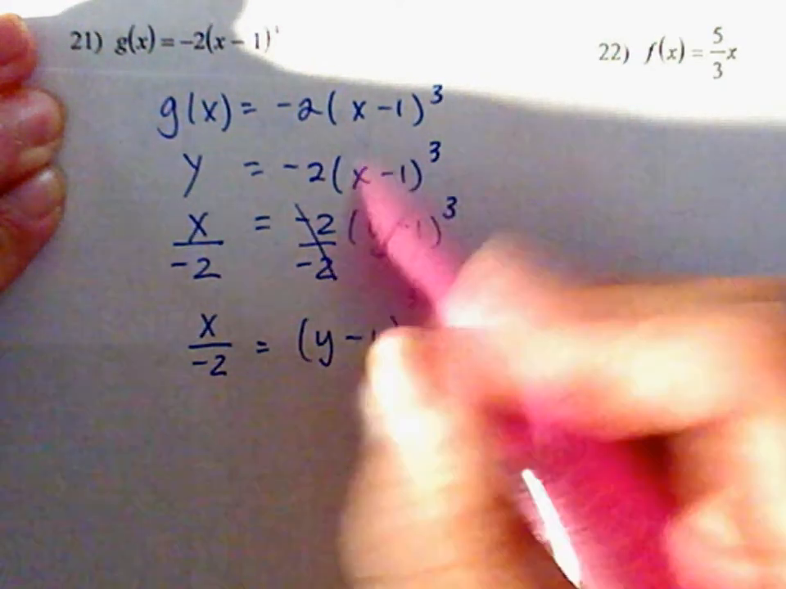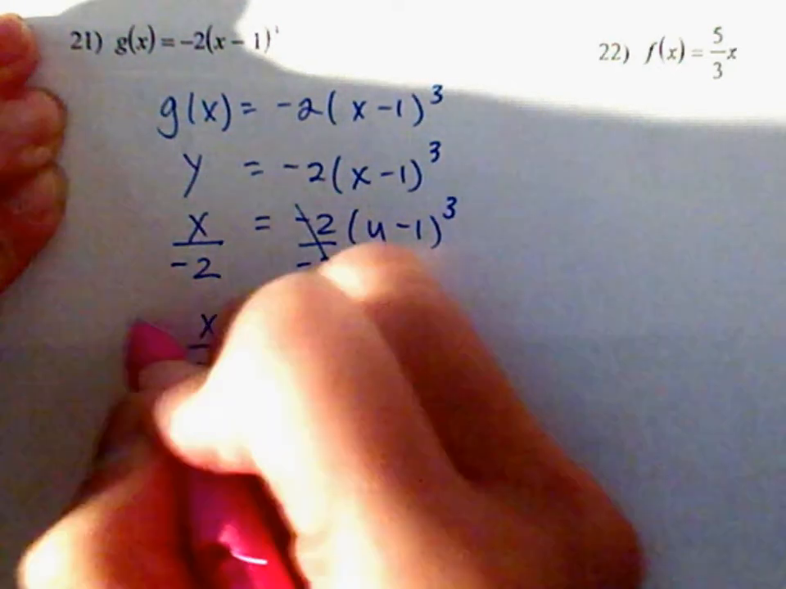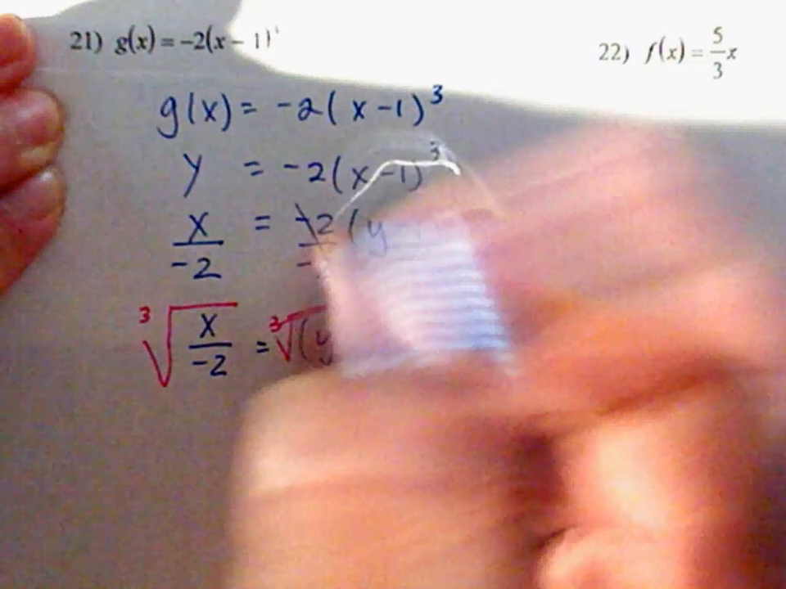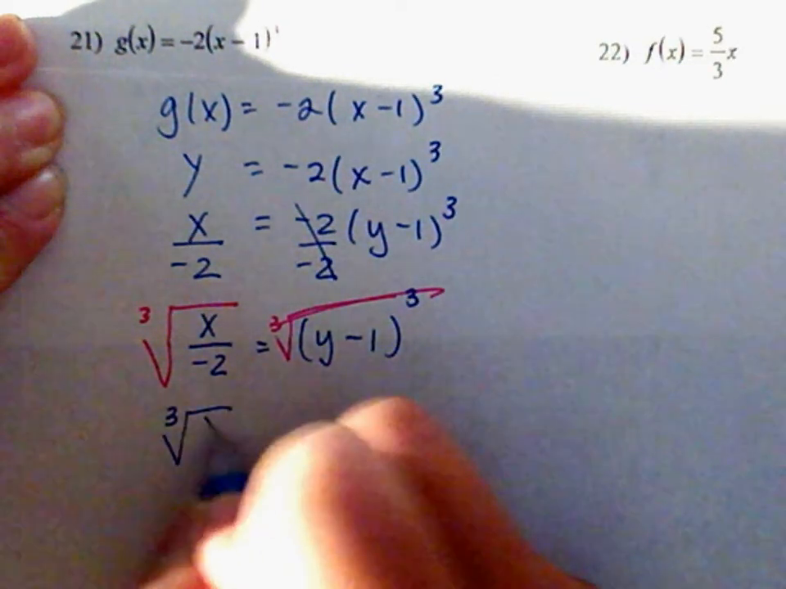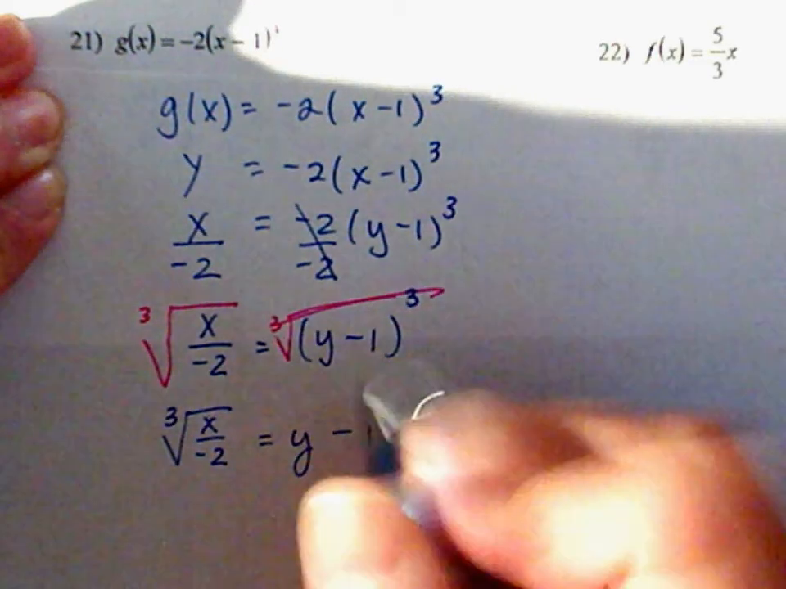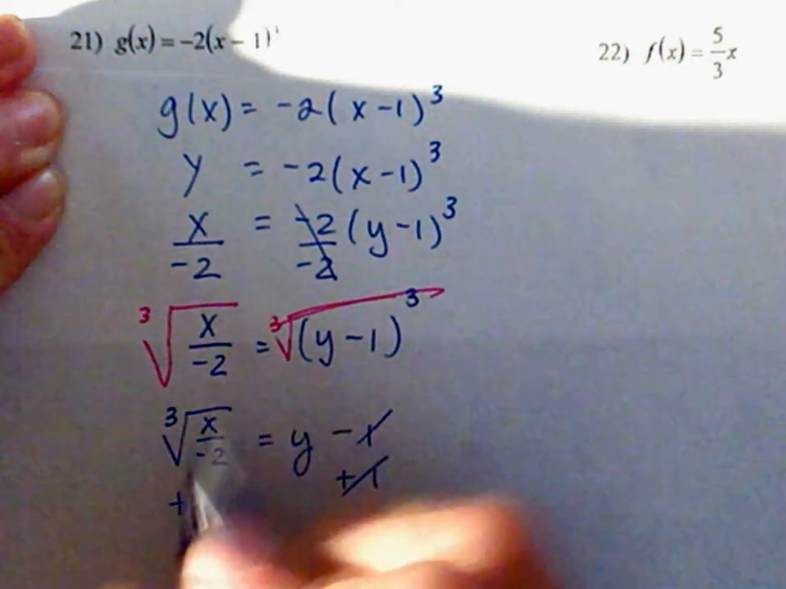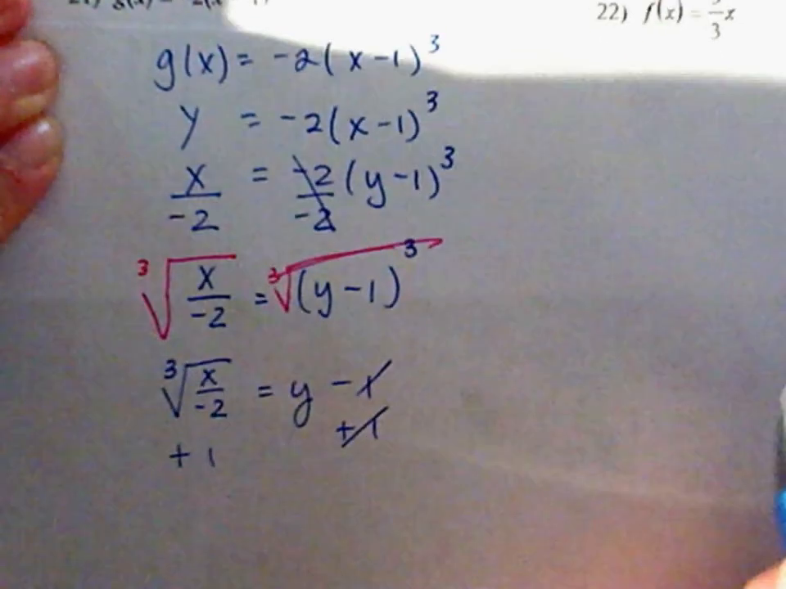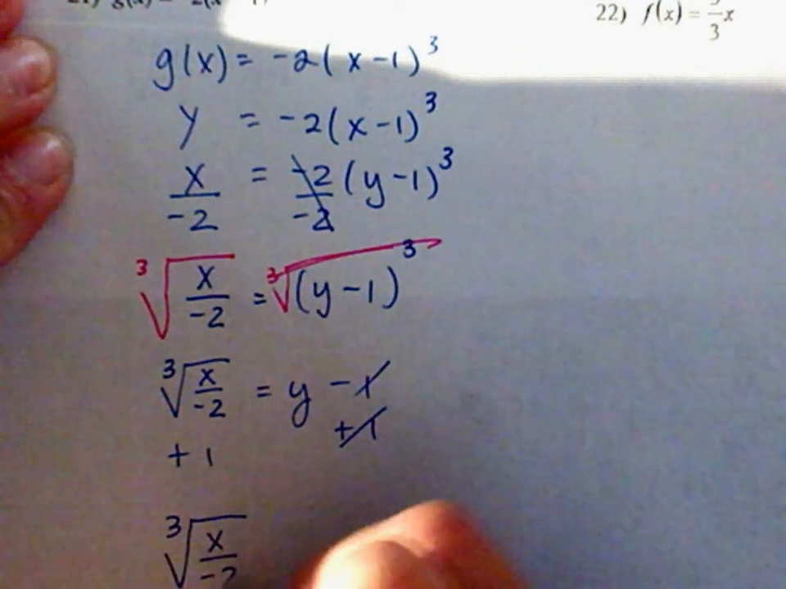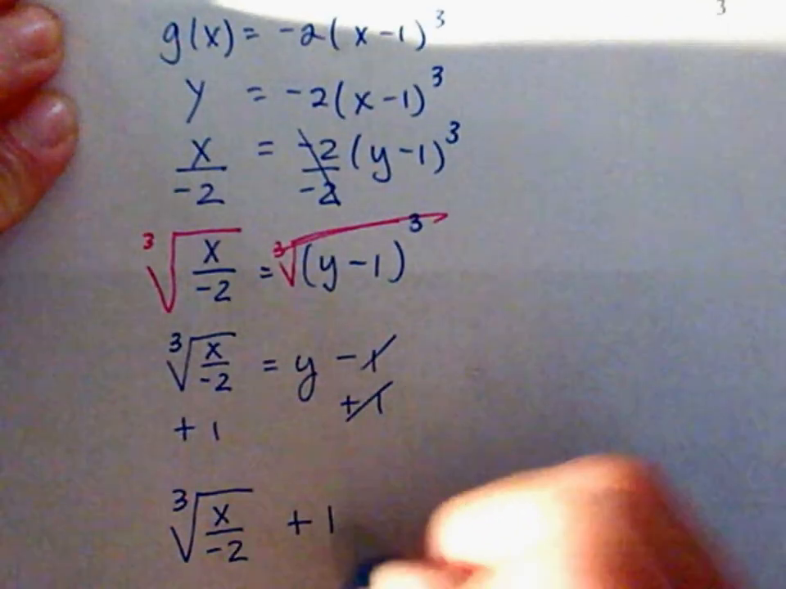Okay, now, can't get rid of that first. Remember, we'll work from the outside in. Take a cube root of both sides. Now the whole thing is being cube rooted. So you have the cube root of x divided by negative 2 equals y minus 1. Okay. Add 1 to both sides. All right. So you have the cube root of x divided by negative 2, plus 1.